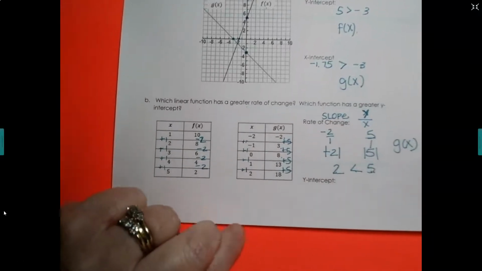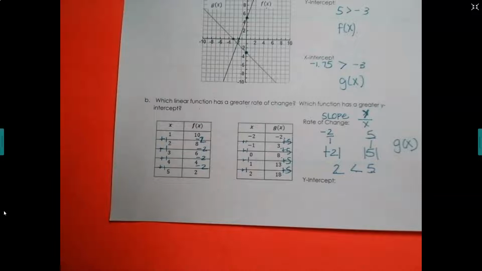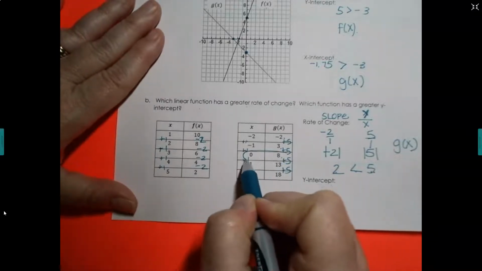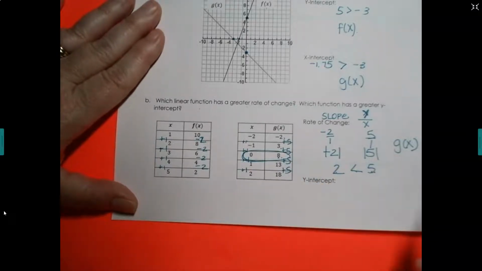Okay. How about my y-intercept? Now remember, y-intercept is where the graph crosses or touches the y-axis. Your x value there is always 0. So when I look at this table of values, here's where x is 0. So my y-intercept is 8.